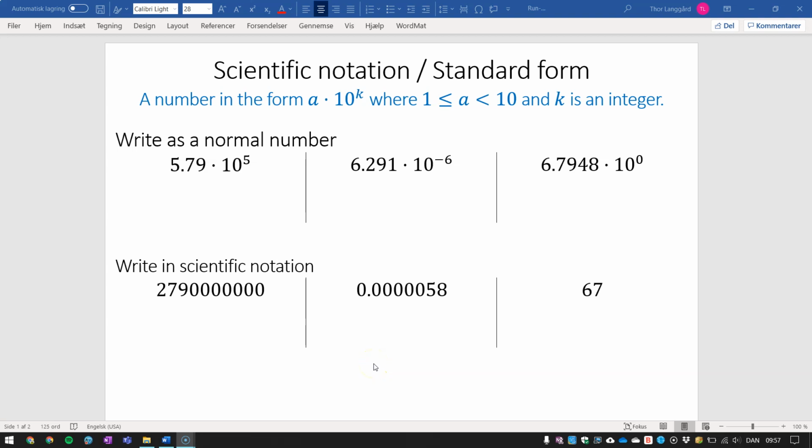Hello! In this video I am going to run through what you should know about scientific notation, also called standard form, and afterwards I'm going to run through what you should know about significant figures.